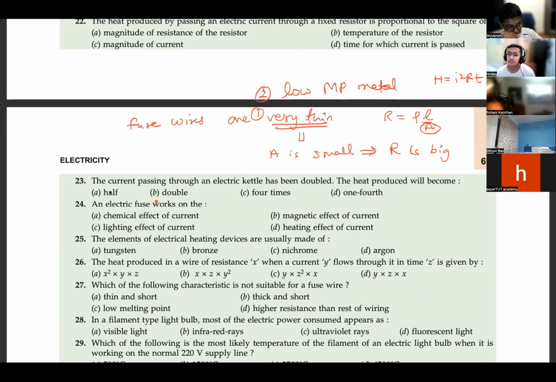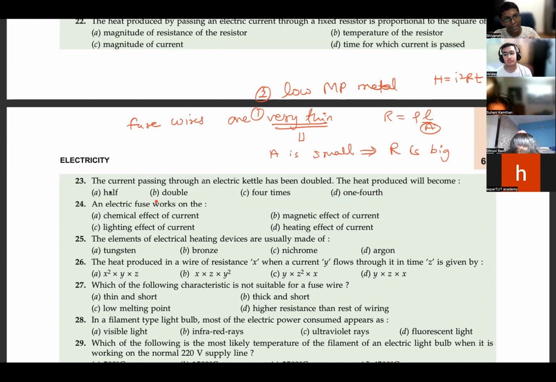So still, you understood, no? The R is big and you need a sufficient amount of heat for it to melt. Okay. Right. But then why does it need resistance if it's melting anyway?